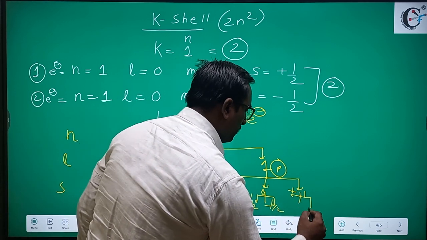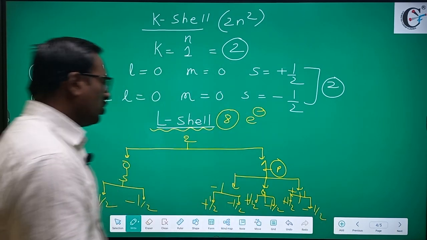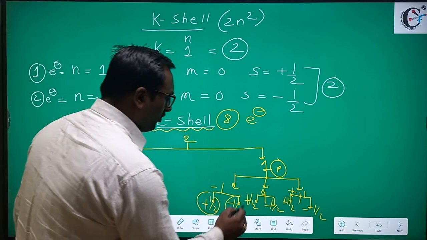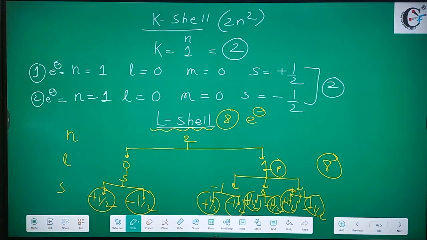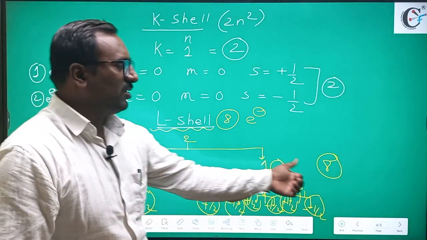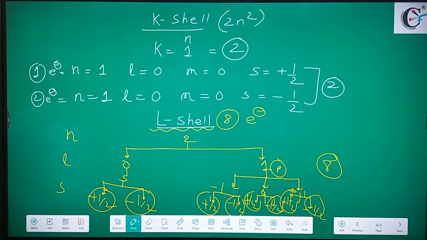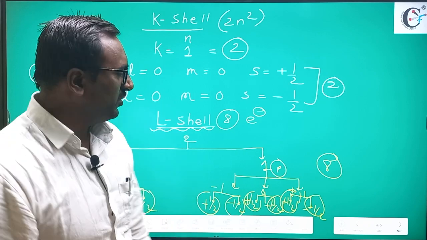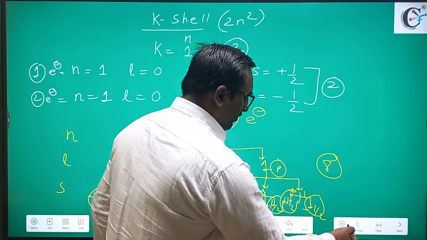Plus half and minus half. So total electron count will be equal to 1, 2, 3, 4, 5, 6, 7 and 8. So 8 electrons. So these 8 electrons have different combinations of 4 quantum numbers. Similar for the M shell, N shell and so on. They have different possible quantum numbers. Okay, let us solve one more.